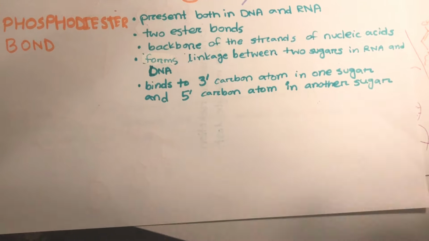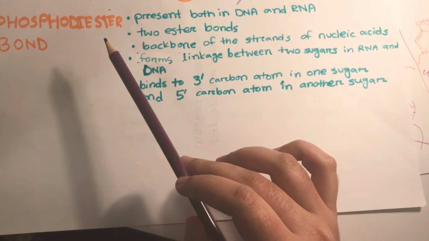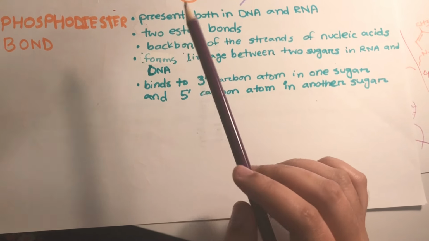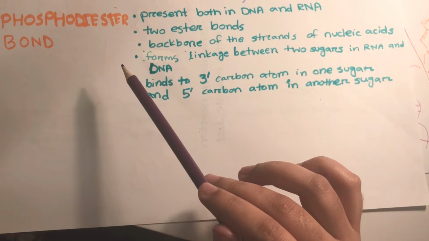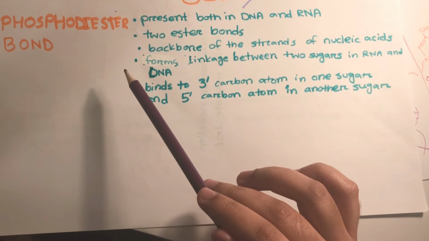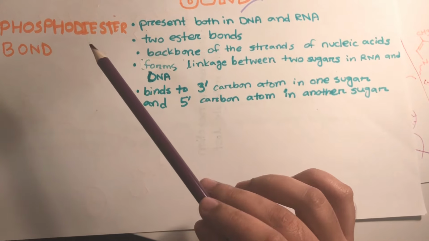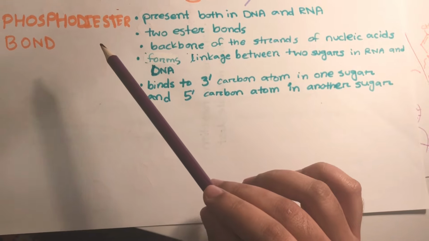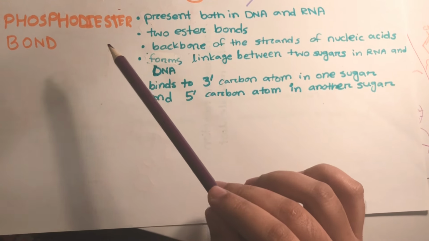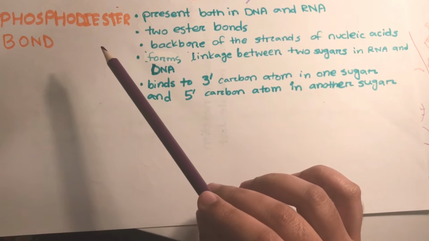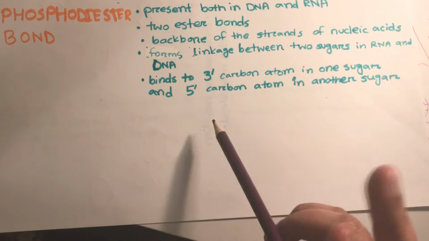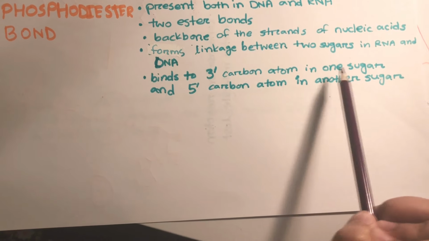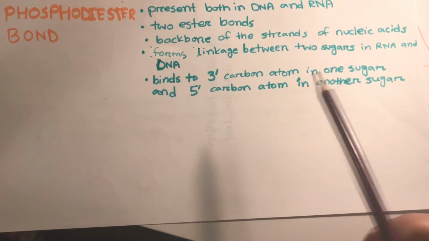Now let's talk about the phosphodiester bond that is present both in DNA and RNA. This phosphodiester bond is basically the bond between the phosphate molecule and the sugars that are present in DNA and RNA. It is also known as the backbone of the strand, as it helps to attach two nucleotides together. It forms a linkage between two sugars in RNA and DNA. It binds to the third carbon atom in one sugar and the fifth carbon atom in another sugar.